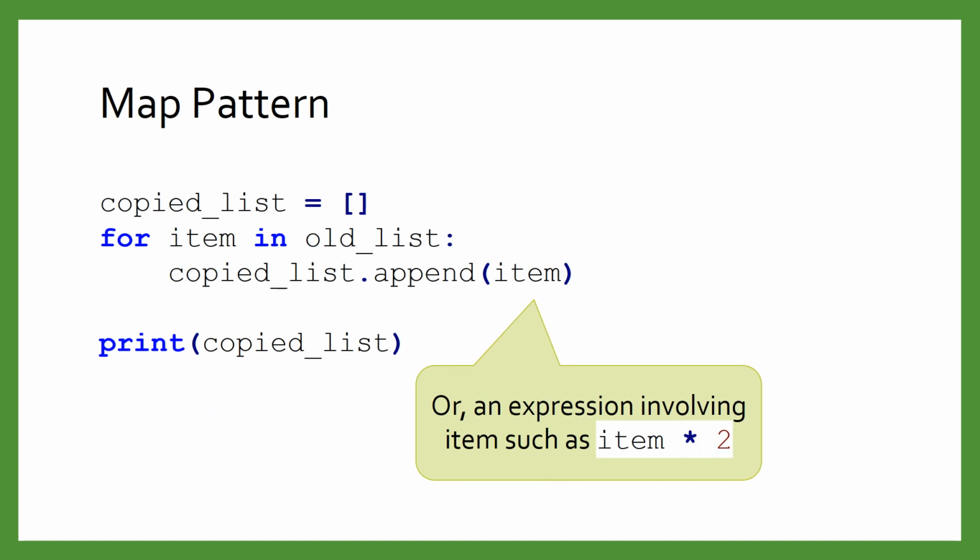What happens when we accumulate a list? If we start with an empty list as our initial value, and append each value one at a time, we end up with a copy of the original list. As we're appending values, we can also modify them. For example, you could double each value from the old list, or convert each temperature from Fahrenheit to Celsius.